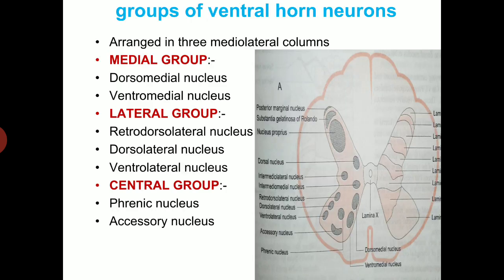The group of ventral horn neurons is arranged in 3 mediolateral columns. Medial group: dorsomedial and ventromedial. Lateral group: retrodorsolateral, dorsolateral and ventrolateral nucleus. Central group: phrenic nucleus and accessory nucleus.